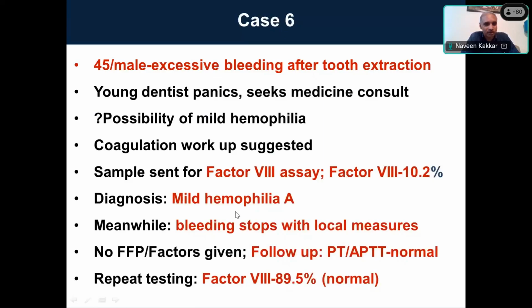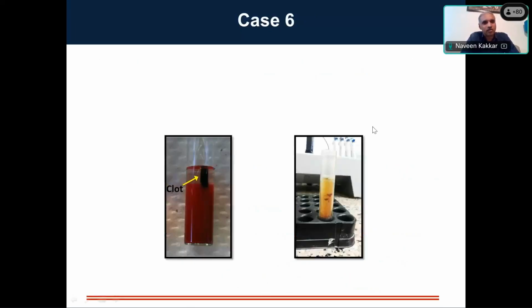Diagnosis was this. Bleeding stops with local measures. So if it was hemophilia bleeding away, it won't stop usually with local measures. So you require factors or FFP support usually. And why did the factor come back normal? So what had happened? There was a clot in the first sample. So I wanted to look at this sample only. I'll talk about this later.